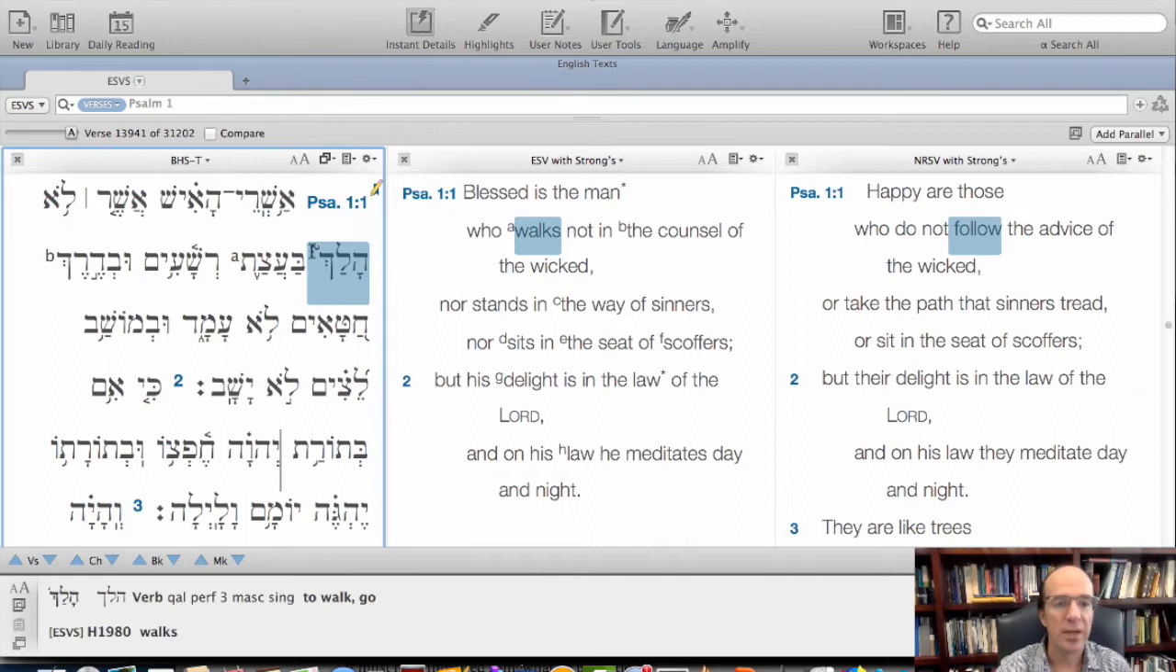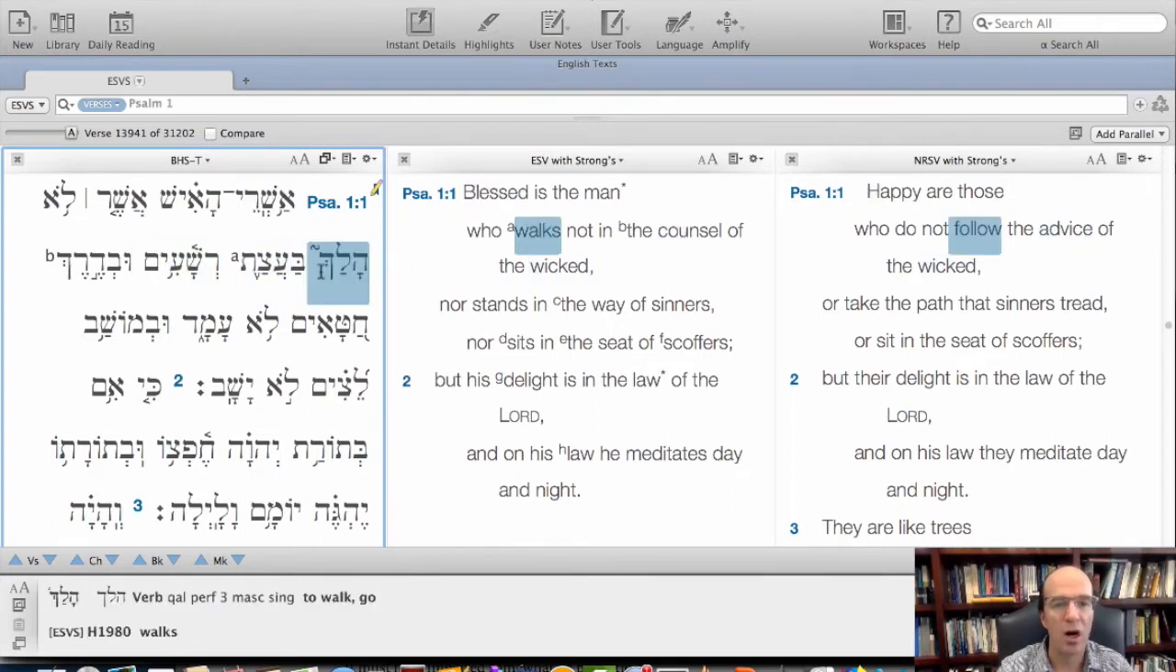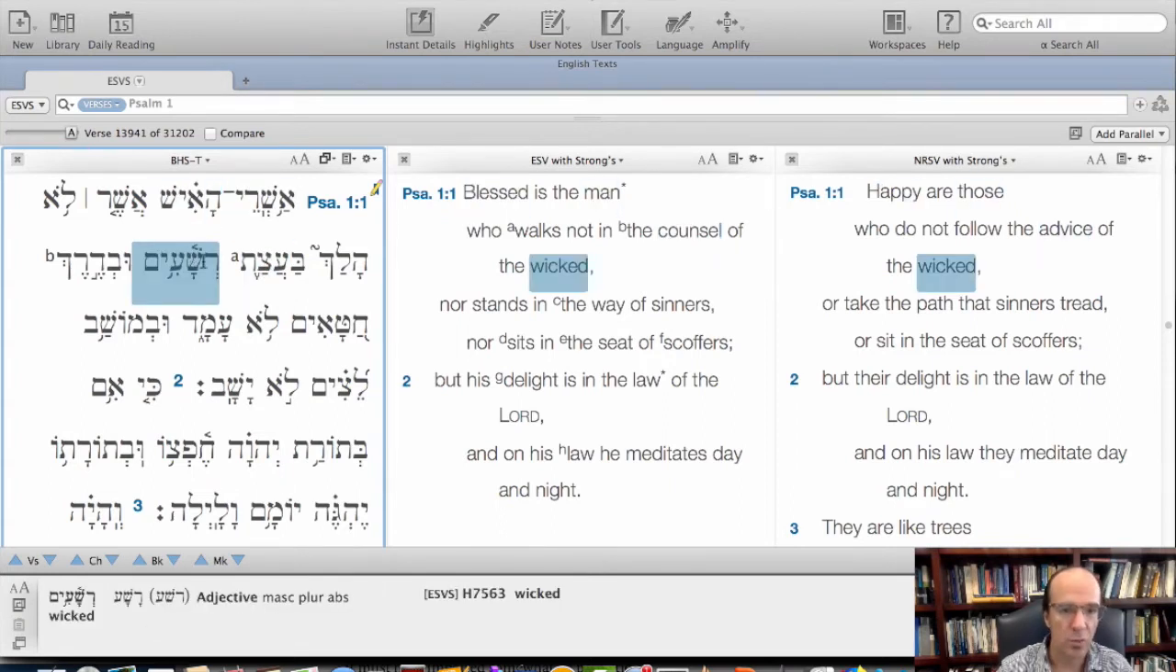Okay, and then we keep moving along here. We get does not walk, and then notice the way the first verse is structured. We have three additional verbs. We have parallel structure. We have does not walk in the counsel of the wicked. So we have the preposition bet followed by a noun that is in the bound state that then indicates that we have a genitive here. We'll come back and look at that.